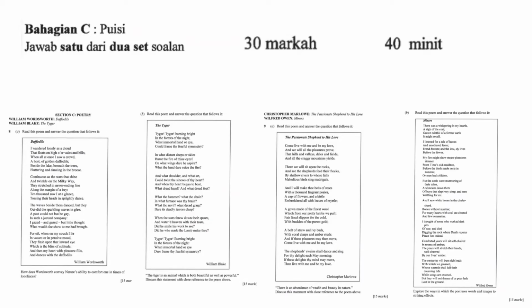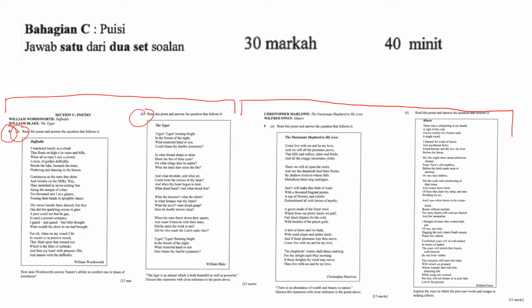And what is the format of the paper? So poetry falls into Bahagian C, Puisi, where it says jawab satu dari dua set soalan. So when it says set, the set is 2 questions. All right. So there are 2 sets here. And you can choose either the first set, which has an A and a B question, or you can choose the second set, which has an A and a B question.